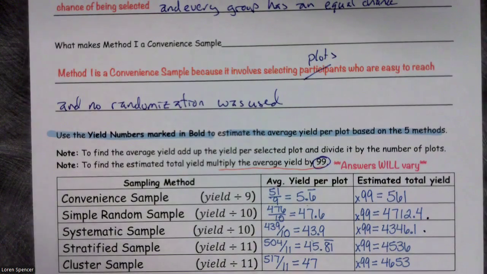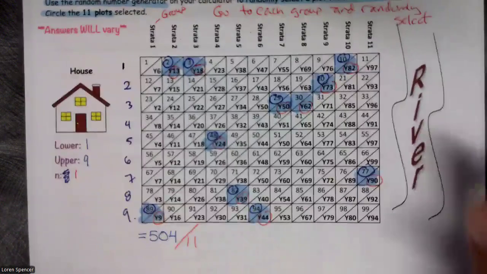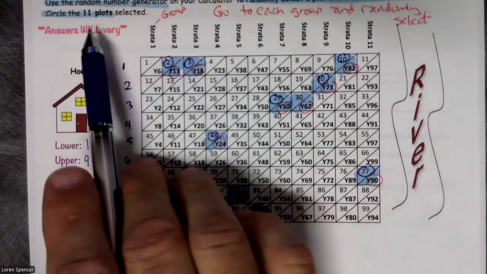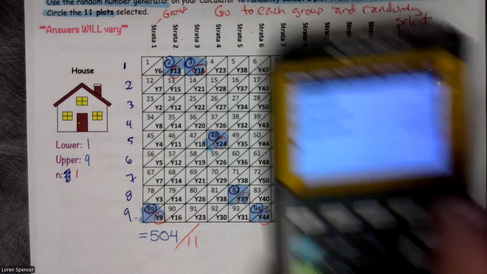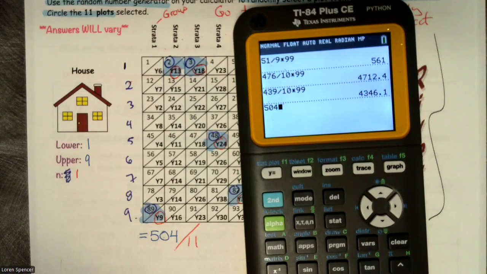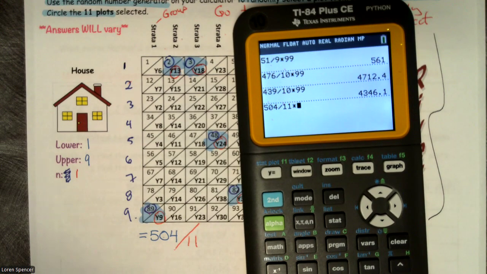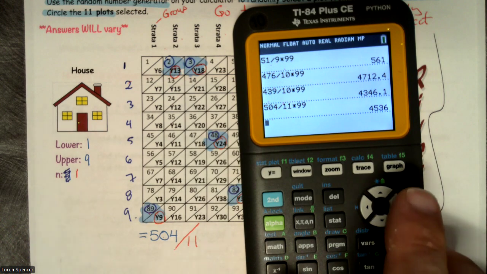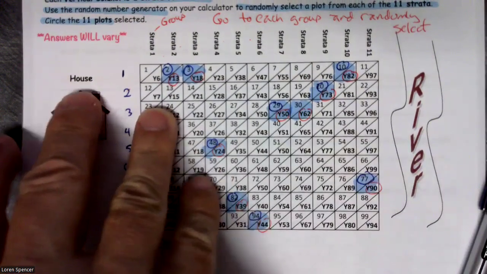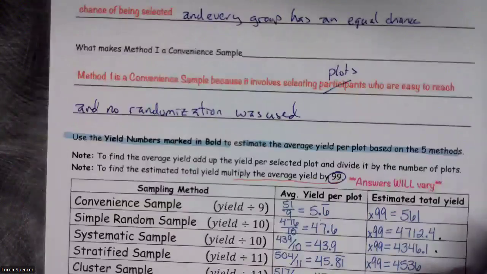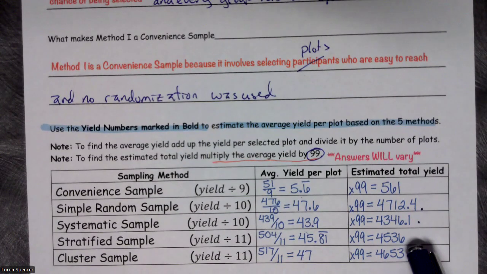We do the same thing for the stratified. In the stratified, we had 11 plots selected. So that's why we have 11 here. And our total yield was 504. So 504 divided by 11 times 99 is 4,536. And that's what we have here.